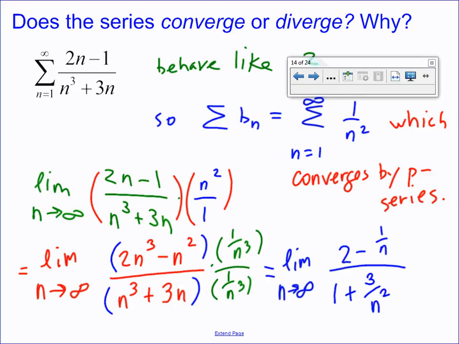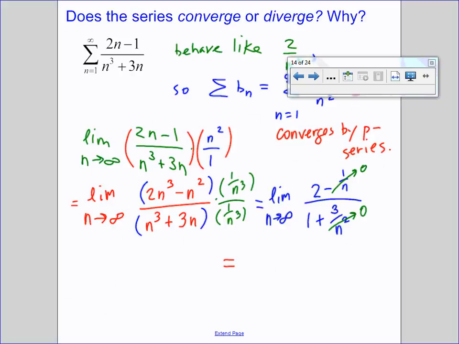And what happens to my 1 over n as n goes to infinity? That shrinks to 0. What happens to 3 over n squared as n goes to infinity? That shrinks to 0. So I'm left with what? The limit of 2. And the limit of a constant is the constant, so I get 2. And guess what? 2 is a constant, so they share the same fate.